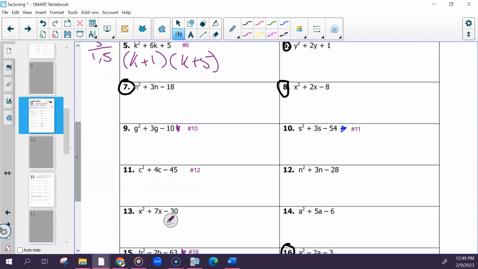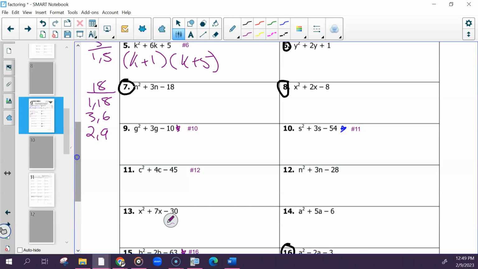In this next part, now we have a plus and a minus. So let's do 7. Disregard that it's negative for a second. What are your factors of 18? 1 and 18. Yeah, that's it. Because 4 wouldn't work, 5 wouldn't work, and those are the closest.